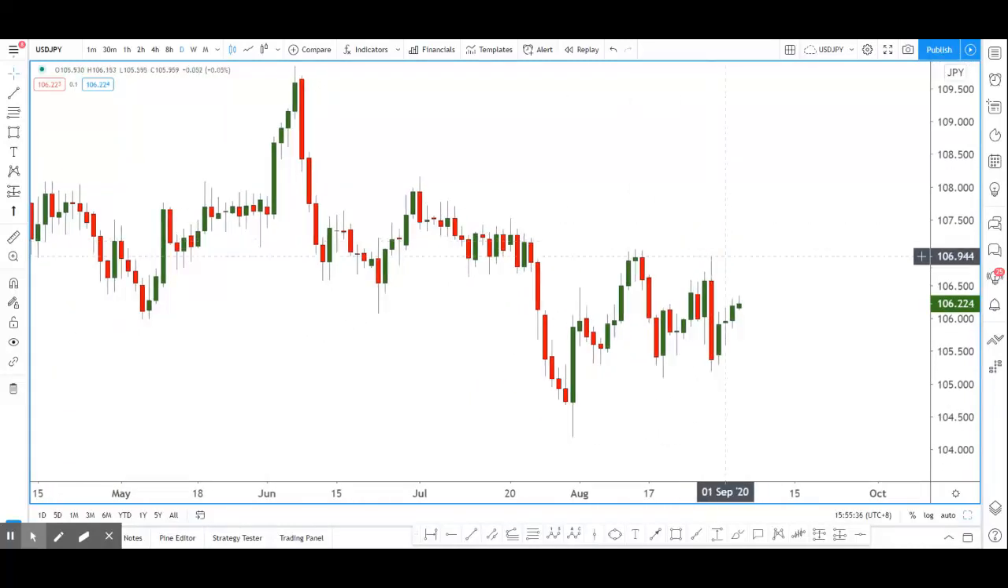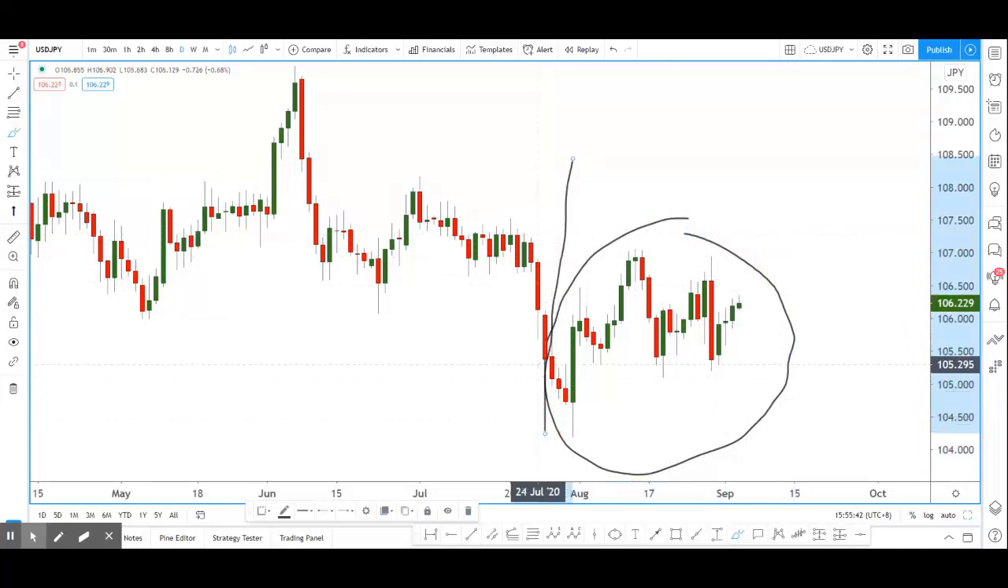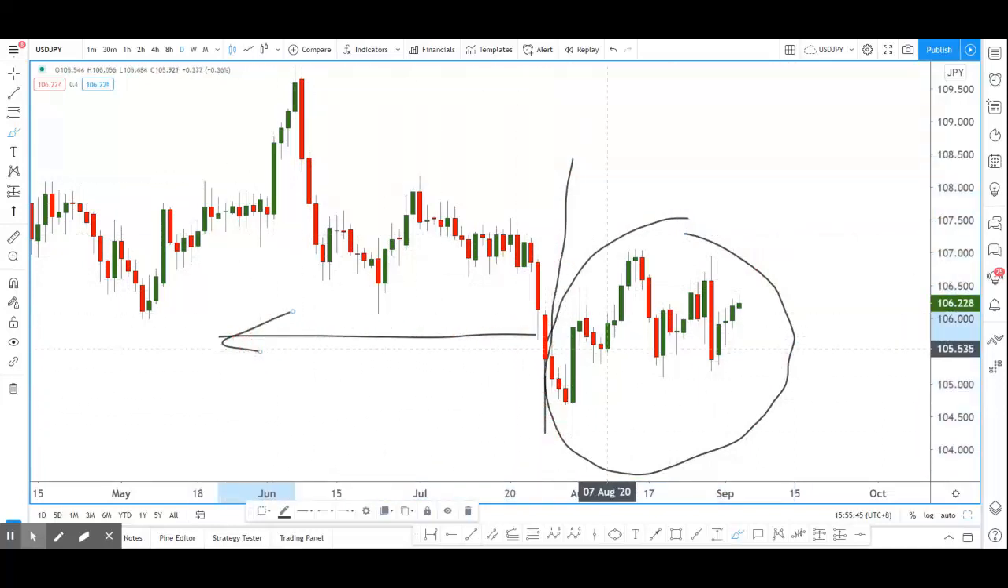So what we have here is the dollar yen on the daily, and as for technical analysis, we want to focus on the more recent price area. Everything in the past is relevant, however it is the recent price area that would actually tell us where markets would most likely be headed.